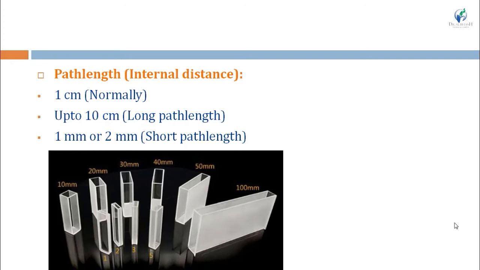Along with that, long path length cuvettes are also used, of which the internal distance is up to 10 centimeter, and short path length cuvettes are also used, of which the internal distance is 1 to 2 millimeter.